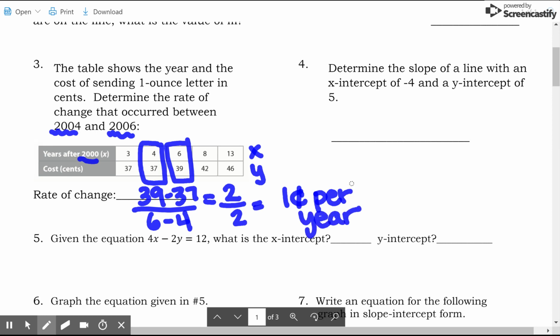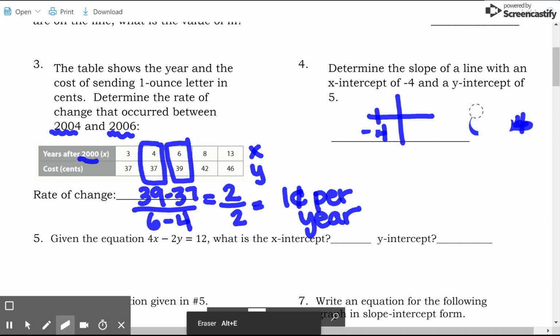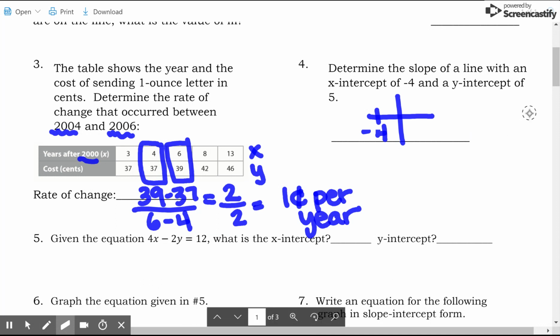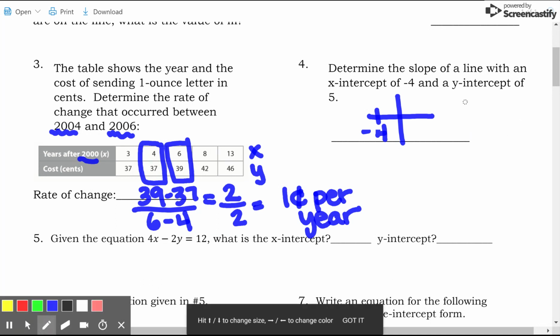On number 4, it says determine the slope of the line with an x-intercept. So if we think about a graph, the x-intercept is -4. So that point would be 0, -4. I'm sorry, no, it would not. It would be -4, 0. And that's the mistake a lot of people make, including myself just now.